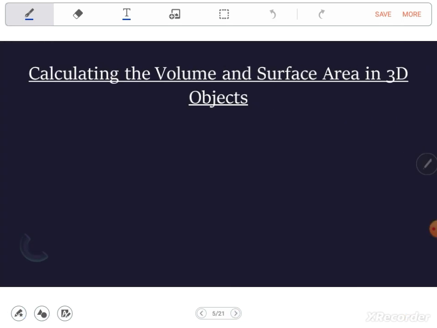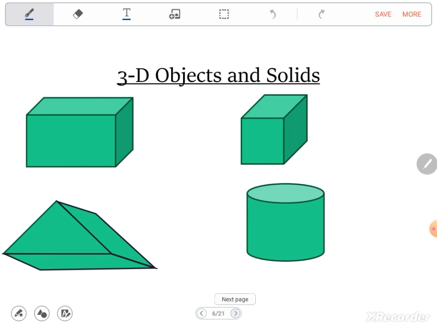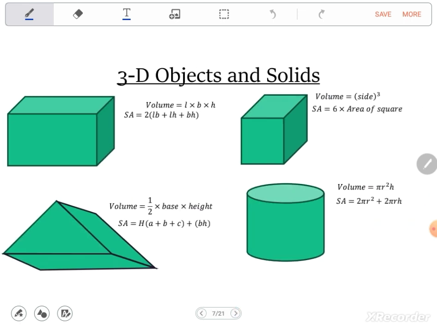Next, I want us to look into the formulas for different objects that we're dealing with. So in this case, we have this one here, a rectangular prism. The formula for volume is equal to length times breadth times height. So which means it is the length times breadth times the height, okay?